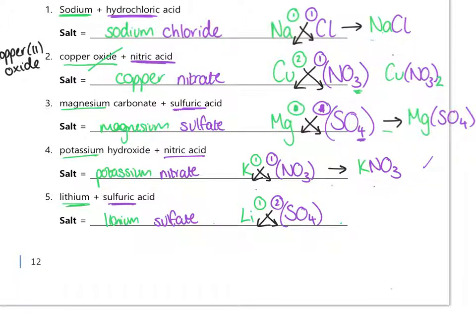I'm going to end up with Li from my lithium, then the 2 that I swapped down from my sulfate, and then because I'm swapping a 1 down from my lithium, I don't need to include the brackets, but I'll just do that the long way just to show you. It would be SO4, and then I've swapped my 1 down from my lithium. I can ignore the 1 because I don't include ones in my final formula. So it would be Li2 brackets SO4. And then because there's no number outside the brackets, I don't need to include the brackets. So it would be Li2SO4 as your formula.